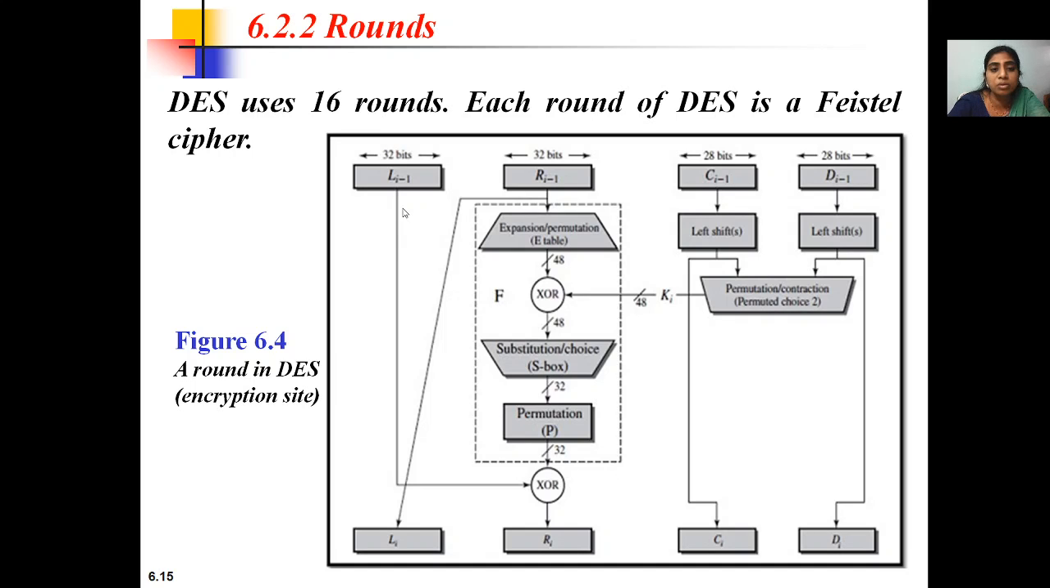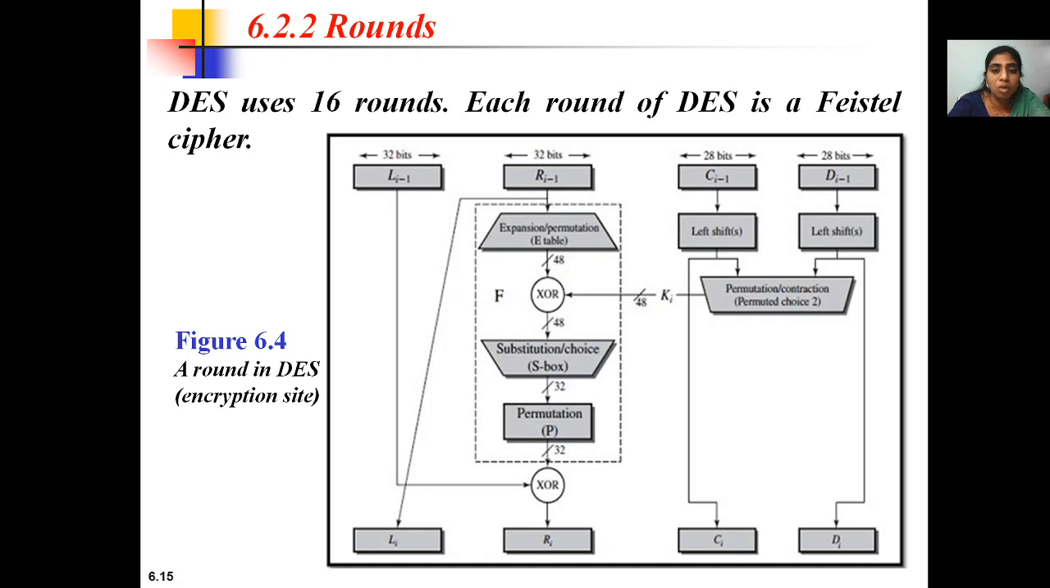Then we take the output value from that round function and XOR it with the left 32 bits. We take those values as the next round's right bit values, and the right bit values directly become the left bit values. Here, when you take the 32 bits, we do the expansion.